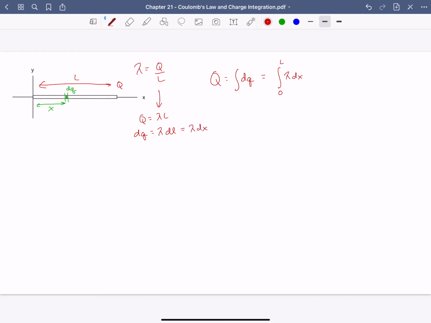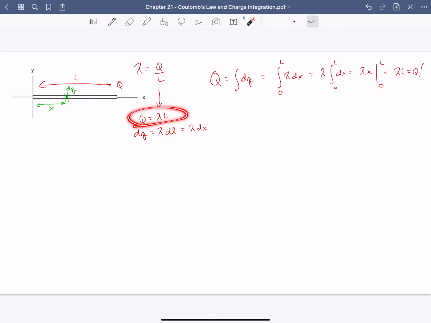And now I can sink my teeth in here. This is the calculus part, okay? I move my constant out. I'm integrating from 0 to L dx. Well, that's going to be lambda x evaluated from 0 to L, which is lambda times L, which, lo and behold, is the total charge.